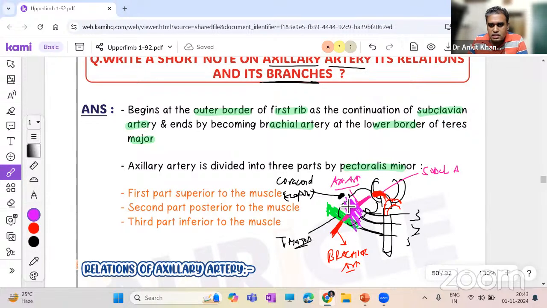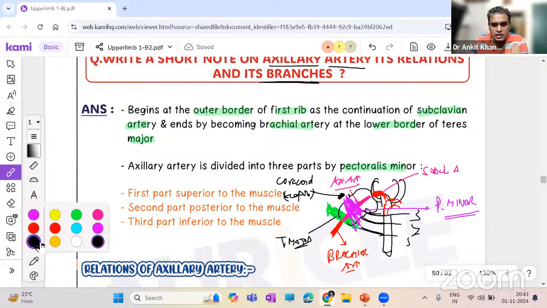That muscle is which muscle? This purple color muscle is your P minor, pectoralis minor. If you remember our previous discussion, P minor comes from the third, fourth, fifth rib, or coming from the coracoid process of the scapula going into the third, fourth, fifth rib. So this P minor is covering the axillary artery. And this is how we can divide the axillary artery into part number one, above P minor, part number two, behind P minor, and part number three, below P minor.